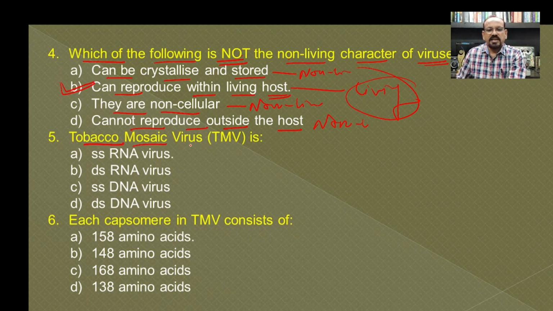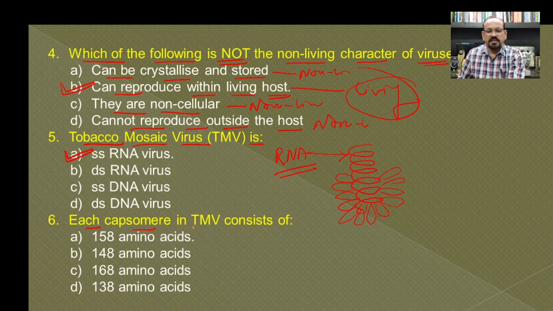Then tobacco mosaic virus, if you see the structure of tobacco mosaic virus, it is a cylindrical structure which is made up of the nucleic acid, and the different capsomeres are attached to it. So in this way there is a structure of the tobacco mosaic virus, and this central part of the nucleic acid which is coiled, and that is RNA, and hence it is a single stranded RNA virus.